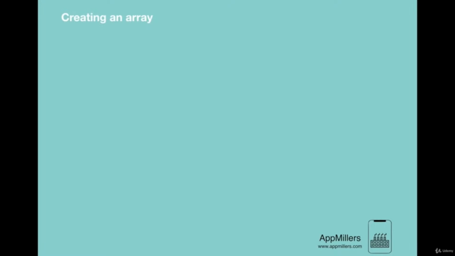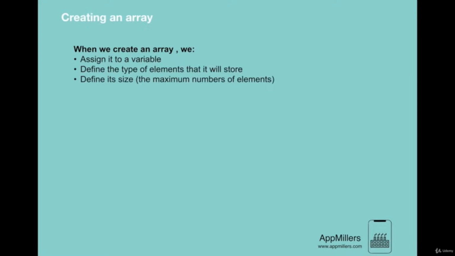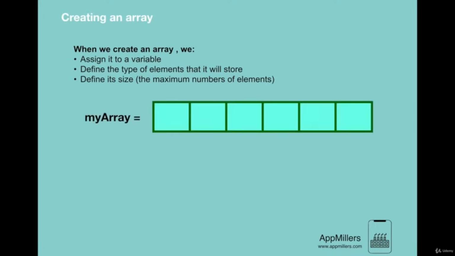When we create an array, we have 3 steps in most programming languages. First, we assign it to a variable, then define the type of elements that it will store, and define its size. The last step is not applicable for some programming languages, because for dynamic arrays we don't need to specify size. It's set automatically and increased automatically when you add a new element to the array. But this causes performance problems. If we define an empty array, our array will look like this. There is no element inside this array.